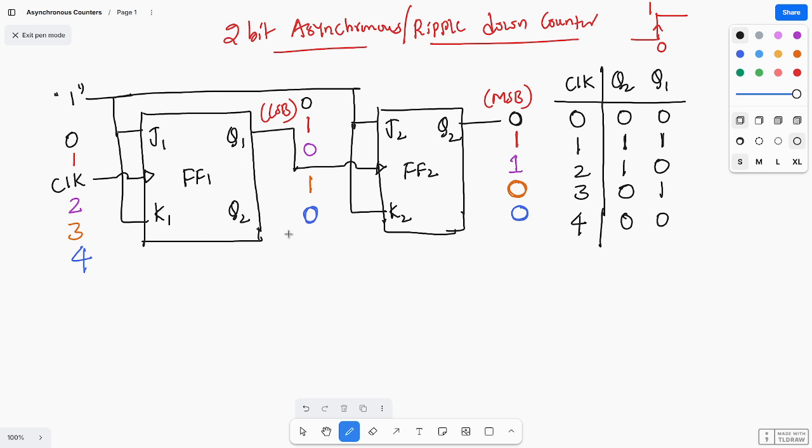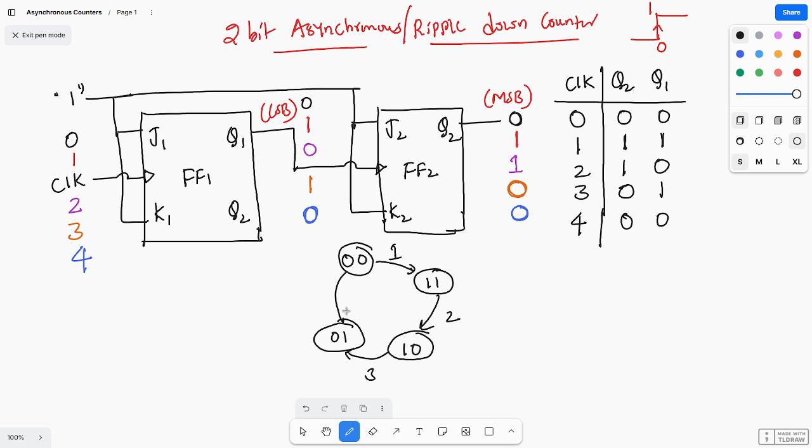So that means I can draw the state diagram. First let us take the initial state. What is the initial state? The initial state is 0 0, and it will start from 1 1. At the first clock pulse it will come to 1 1, at the second clock pulse it will come to 1 0, at the third clock pulse it will come to 0 1, and at the fourth clock pulse it will come to the initial state. So like this it will count.